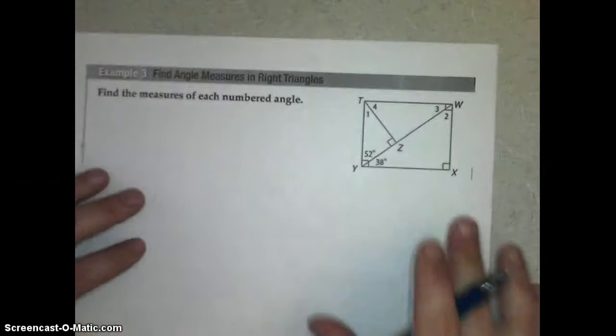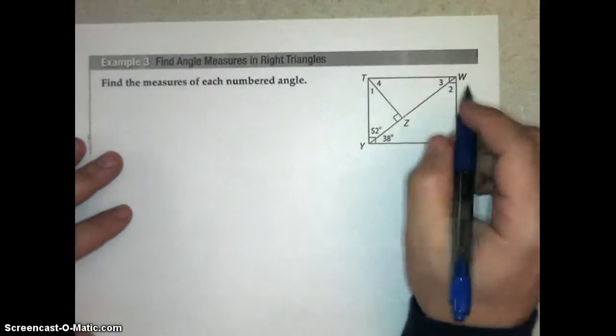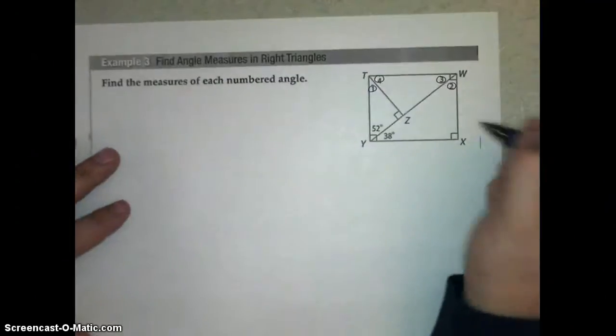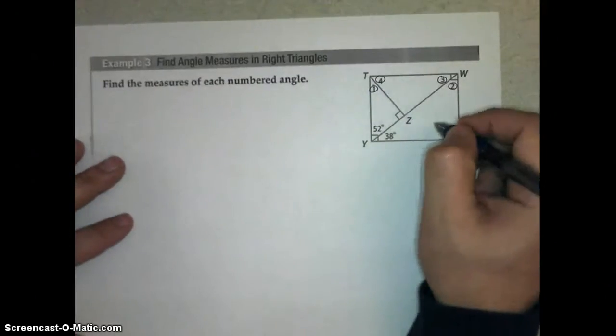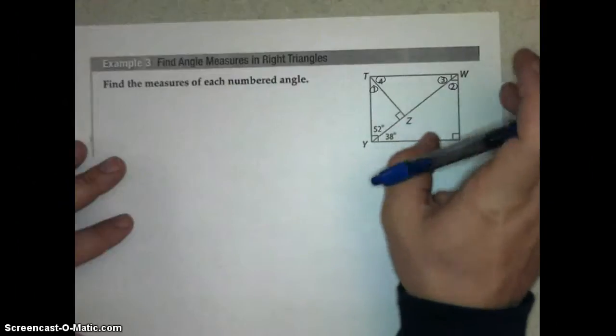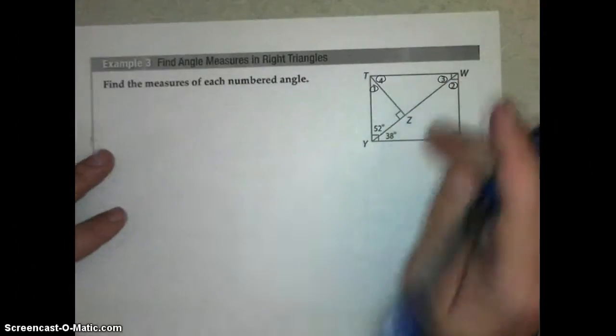All right, let's take a look at our last example. So we've got a diagram here. We're going to put all of our information together and try to find the missing angle measures, 1, 2, 3, and 4. I want you to look at this, and you'll need to pause the video here, but try to find ways to find the angle measures based on the corollaries and theorems we've talked about so far.